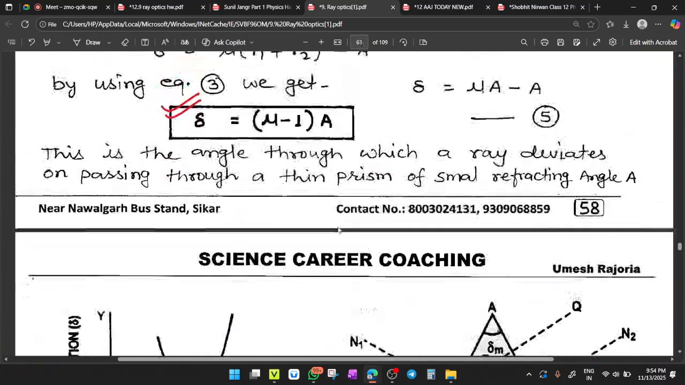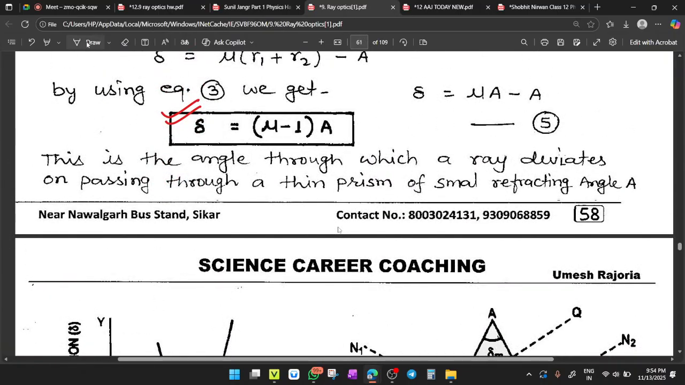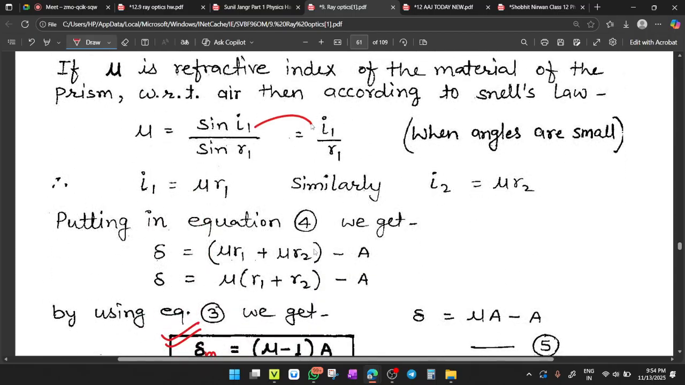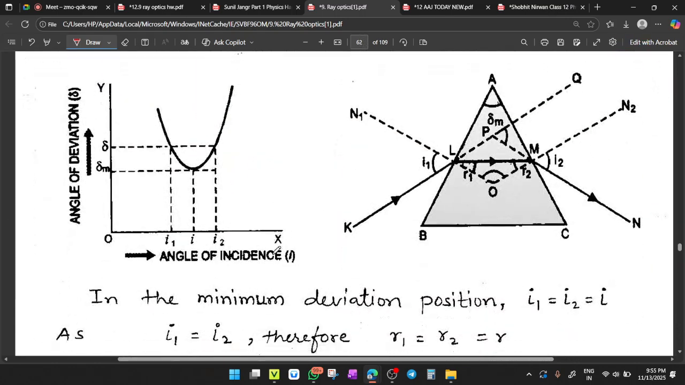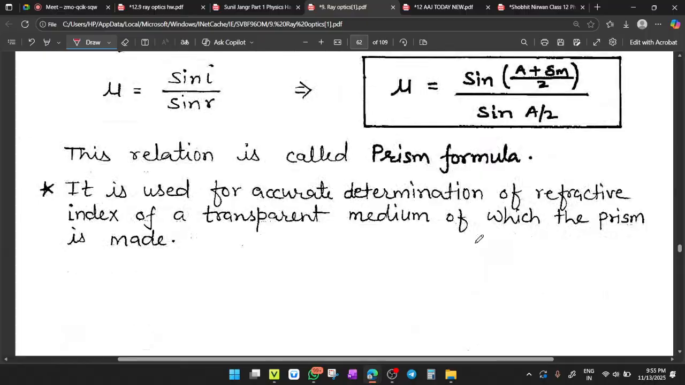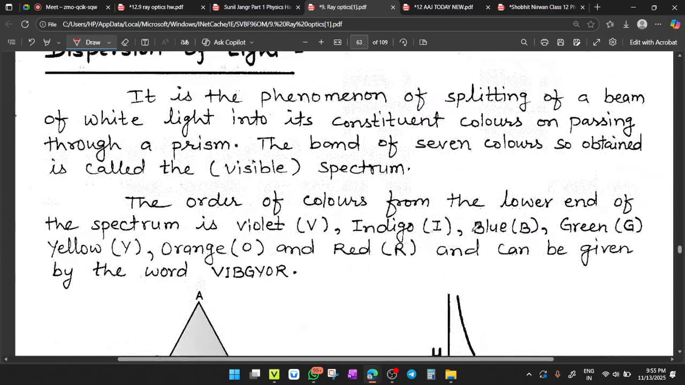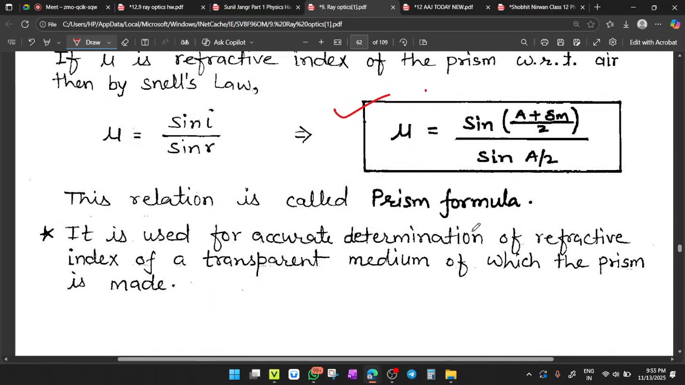So students, we got the relation for minimum deviation: delta m equals mu minus 1 into A. This is the angle through which a ray deviates on passing through a thin prism for a small refracting angle A. Yes, because we have made a consideration here: for a small angle, sine I1 becomes I1 and sine R1 becomes R1, so we have eliminated the sine. The rest of the things we have calculated. For mu, we have the formula sine of A plus delta m by 2 upon sine A by 2, completed. So this is the formula for the prism. Done.